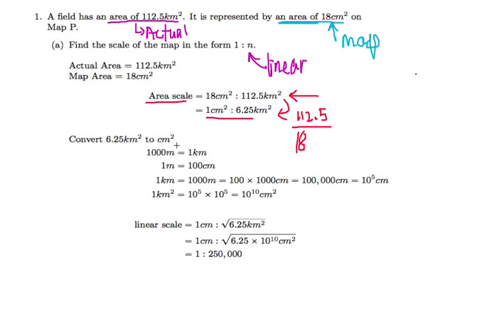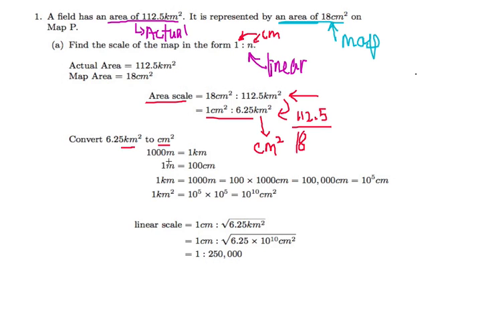So what you want to do now is convert this kilometer square to centimeter square, because this 1 here is in centimeters. You can't have 1 cm is to something km. You want to have 1 cm is to something cm. So what you do here is convert km square to cm square.